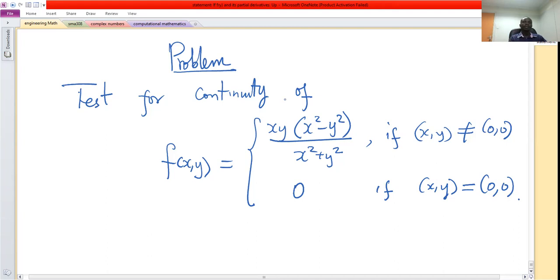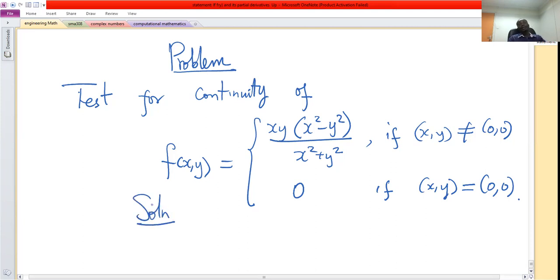Now, there are three things for us to test. First is to show that the function is well defined at the origin. Second is to show that the value of the function has a limit as we approach the origin. Third, show that the value of the function at the origin is the same as the value of the limit.